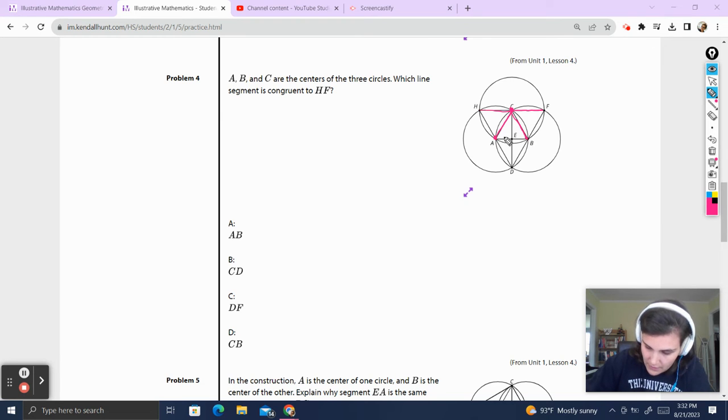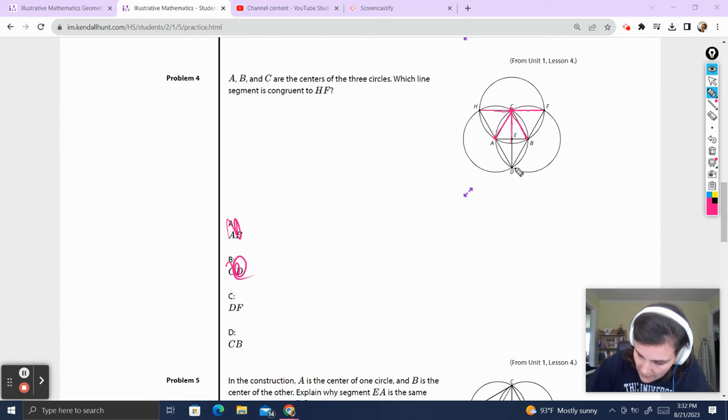They're not 2 radiuses. This is definitely not 2 radiuses of circle C, so nope. Does CD have the same measure as EF? Well, C to D, this would be 1 radius here, and this would have to be a second radius, and we don't actually know if that is, so nope, we don't have enough information.